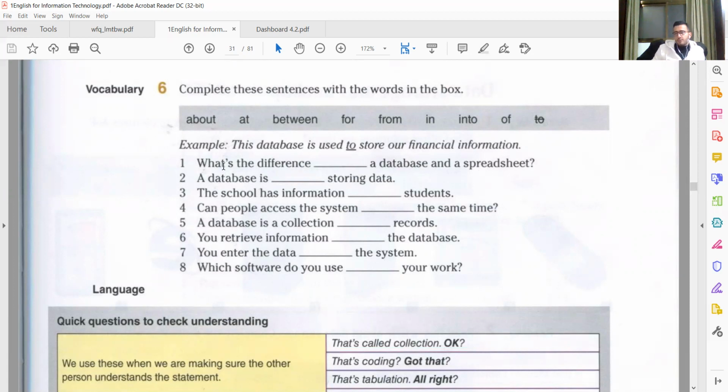Okay, pause the video and solve the 8 sentences and come back to make sure you solved them correctly.